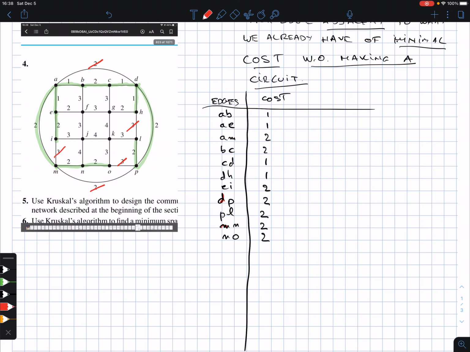Anything else? Yes, I see another cost 2. There's a cost 2 here still that I can take. GH.